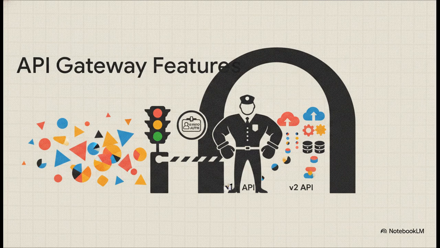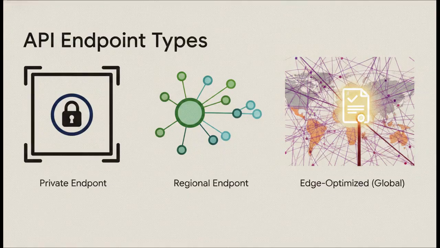It even links up with Amazon Cognito to authenticate external users before they ever get near your database. When deploying that API Gateway, you've got 3 endpoint types to choose from. Private is just for your internal network. Regional is for users located geographically close to your deployment.